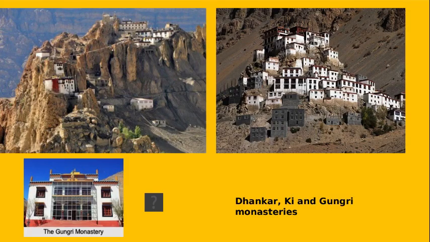And these are two very famous monasteries. On the left is the Dhankar monastery, which is situated over morainic material, and some of it is also sliding. It's a very precarious situation. And the right side is the Ki Gompa, situated over the Pin beds. And Ki Gompa is a sort of university for them.